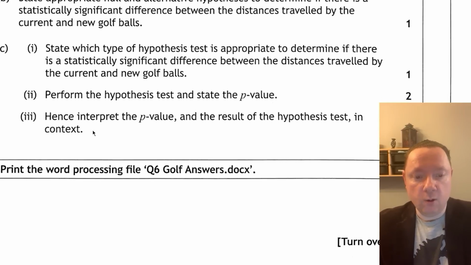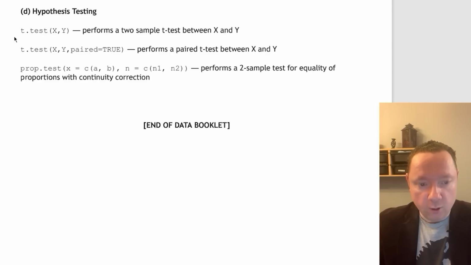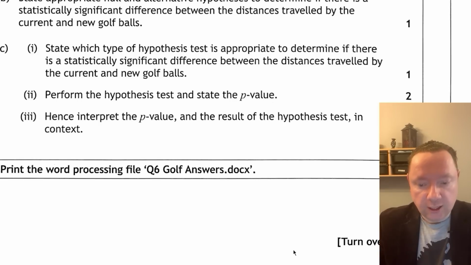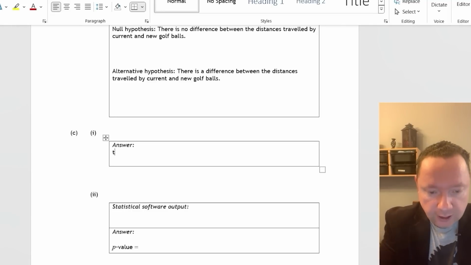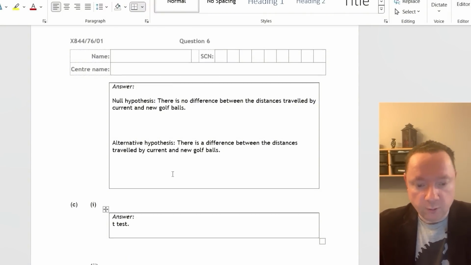Part C. State what type of hypothesis test is appropriate to determine if there's a statistically significant difference between distances travelled by current and new golf balls. This can help you if you want. It's a t-test. It performs a two-sample t-test between two separate sets of data. It's not paired. It's just a normal t-test because they're independent of each other. So we just type in t-test, and I've put my null hypothesis and alternative hypothesis in the correct place.